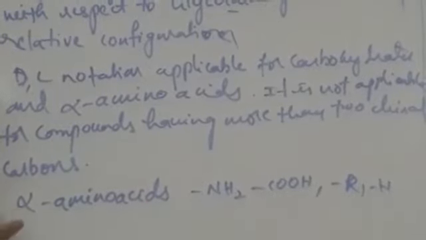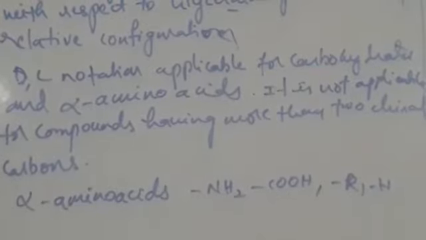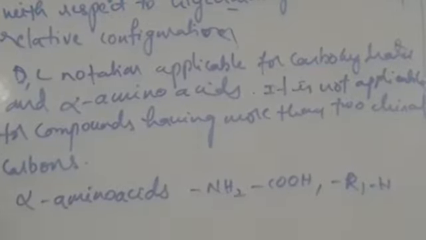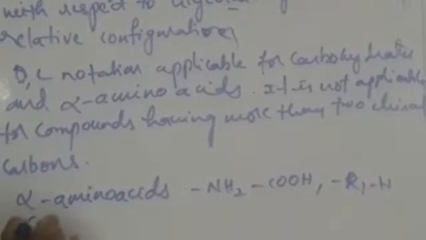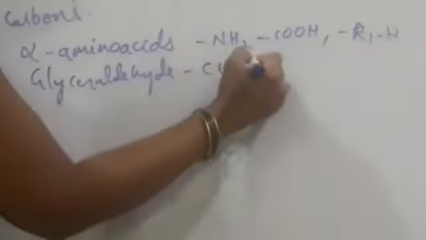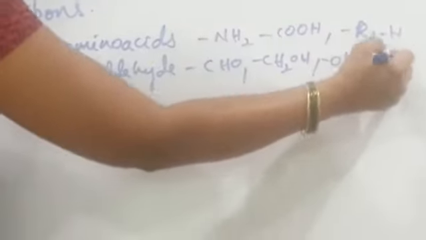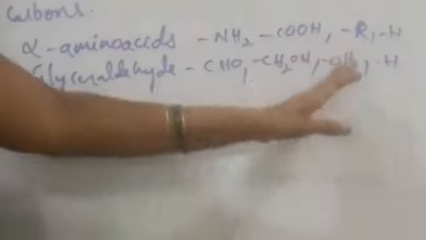So coming to glyceraldehyde, it also contains 4 different groups. It contains an aldehyde group, CH2OH group, OH group and hydrogen. So in glyceraldehyde also, the carbon, which is known as the asymmetric carbon, is surrounded by 4 different groups.